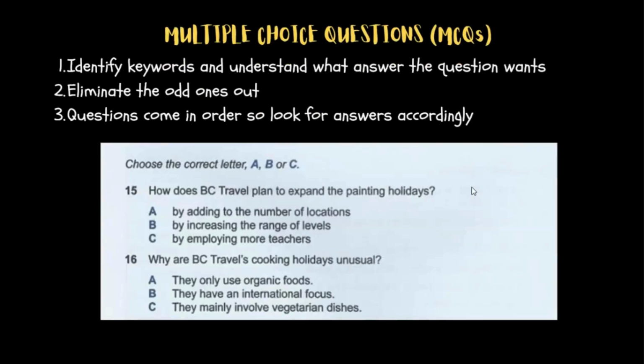Welcome everyone. Today we are going to look at question type 1 of IELTS listening, that's MCQ. MCQs can be solved in many different ways, but the one that I suggest is you should follow these three steps to answer MCQs perfectly. Number 1, you should identify keywords and understand what answers the question wants.